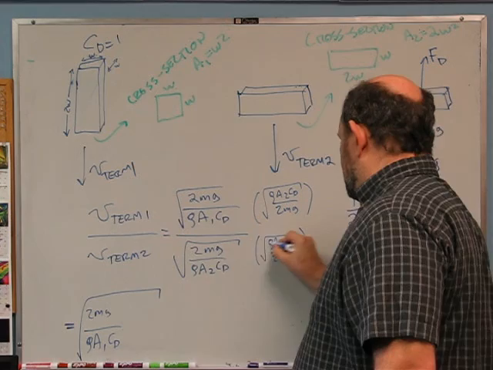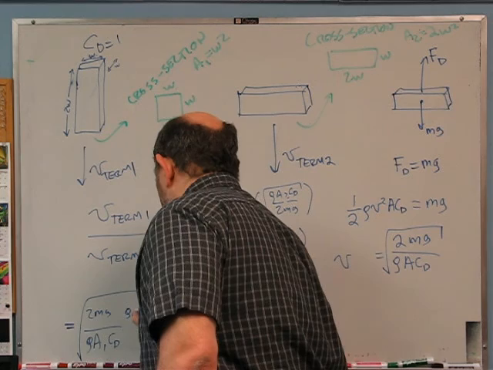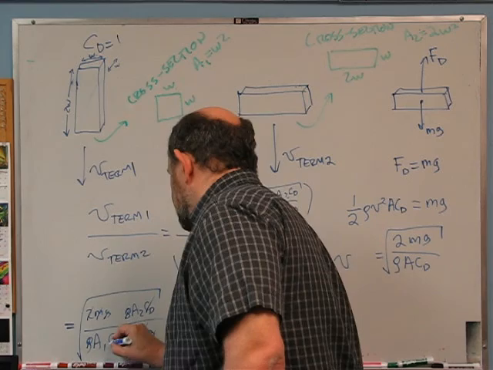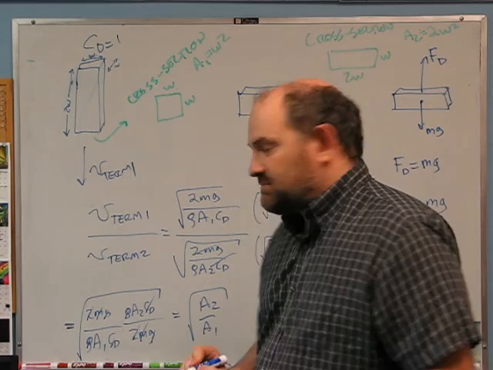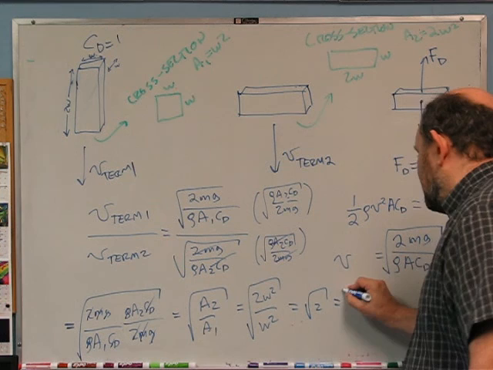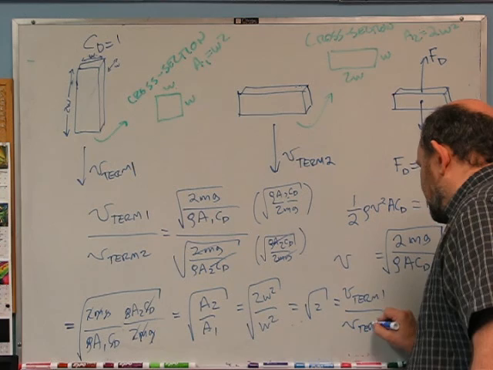And so now I have all this on the top. Rho A2 CD divided by 2mg. And now a whole bunch of stuff cancels. 2 cancels 2. M cancels M. G cancels G. Rho cancels rho. CD cancels CD. It's just the square root of A2 over A1. See why I didn't plug in numbers at the beginning? I didn't need to know any of the numbers. And A2 is 2W squared, and A1 is W squared, so it's root 2. That's your answer, the ratio of the terminal velocity in case 1 to the terminal velocity in case 2.